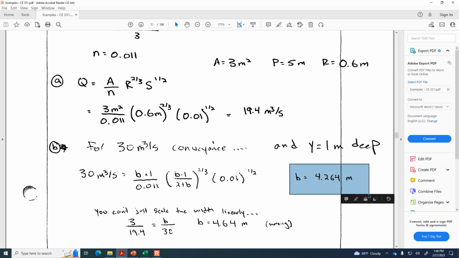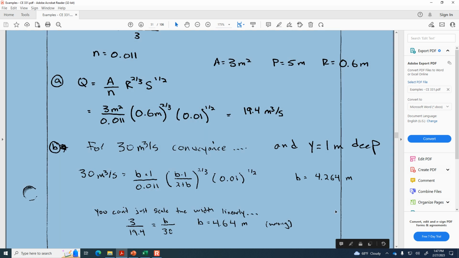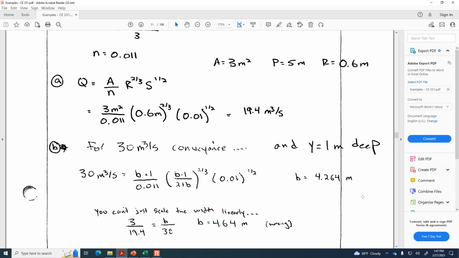If you'd just tried to scale the width by X%, based on the fact that we got 19.4 cubic meters per second with a width of 3, then that would suggest that the width would need to be 4.64. But it isn't a linear relationship between width and flow rate. So it only actually needs to be 4.264 meters wide to get the 30 cubic meters per second.